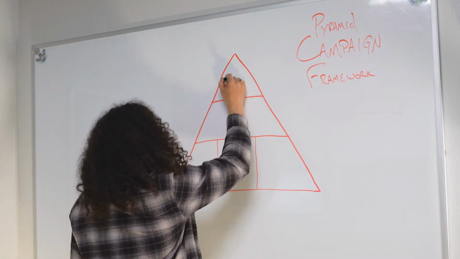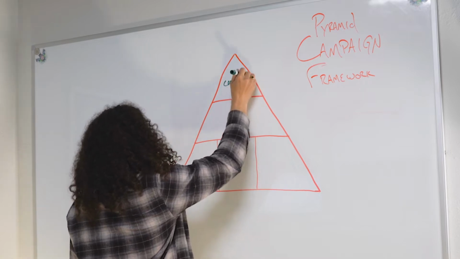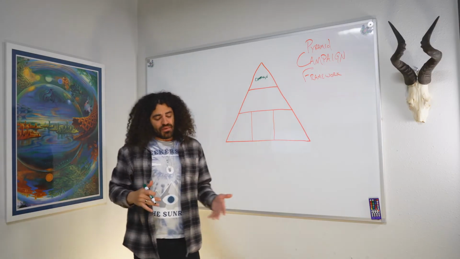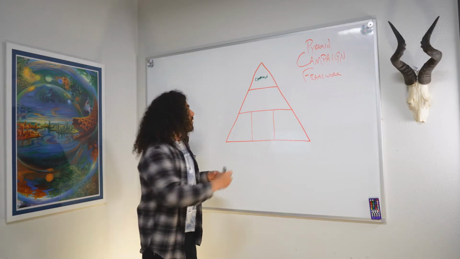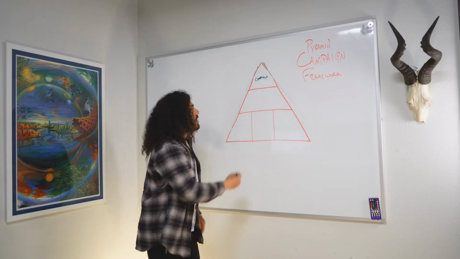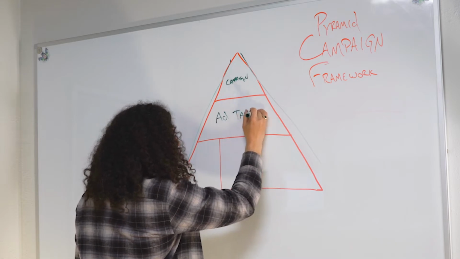So I always like to start with one campaign, right? So we have one specific campaign. Now I like to think of the campaign as the overall container. So that campaign's going to house all of these things, which the next one is the ad targeting, right?